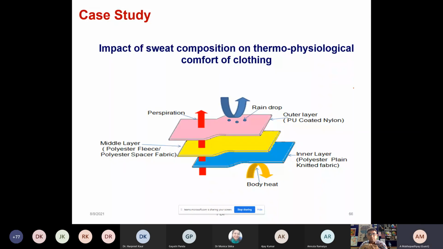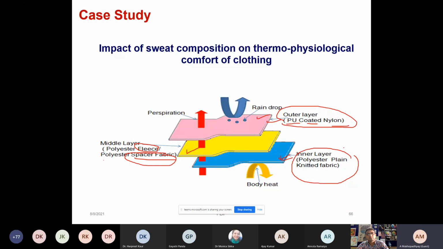So this is again one of our research scholars' work. PU coated nylon is used, polyurethane coated nylon fabric. So nylon is used over here, not polyester. Middle layer can be used as a polyester fleece or spacer. So two types of material are used. Sometimes fleece is used and sometimes spacer fabric has been used to check the performance. And there is the inner layer, which is next to the skin. Inner layer is polyester plain knitted fabric.